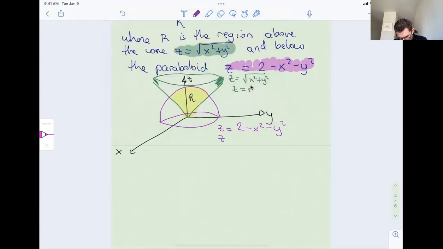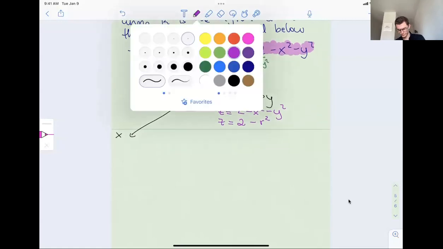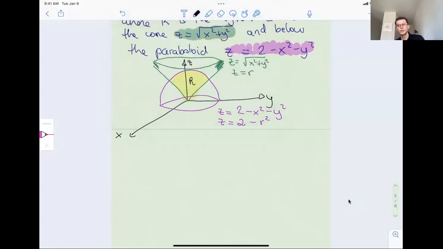And what happens with the other equation in cylindrical coordinates? Again, z remains the same, and you just have to change x and y to polar coordinates. So you get minus x squared minus y squared. What does that become in polar coordinates? Is that making sense? If you notice, neither equation has theta.